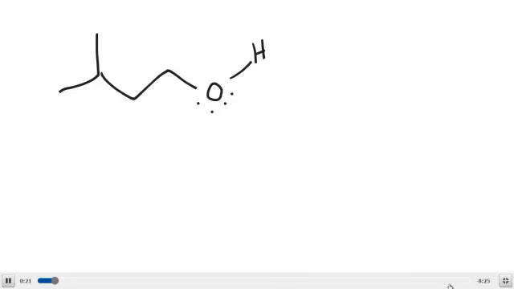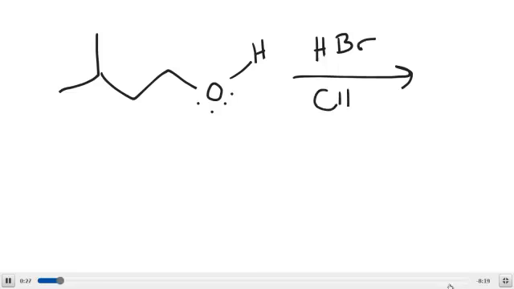What we're going to go over right now is the SN2 mechanism for the reaction of a primary alcohol with a strong acid like HBr. So I'm going to keep a similar backbone to what I had on the last mechanism. And again, we'll react it with HBr in a solvent that is not capable of being a participating nucleophile.